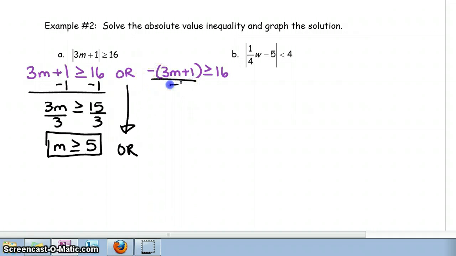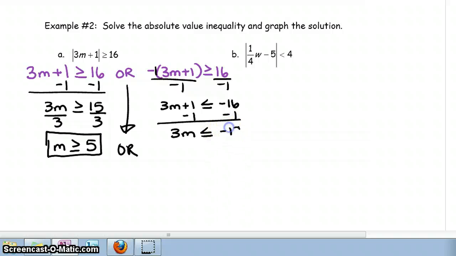I'm going to get rid of the negative 1, which is technically there. And because I am dividing by a negative number, I will flip that sign to less than or equal to, and that's going to be negative 16. Subtract 1, and we are going to get 3m is less than or equal to negative 17, and m is less than or equal to negative 17/3 once we divide by 3 on both sides. And this is the second part of it.